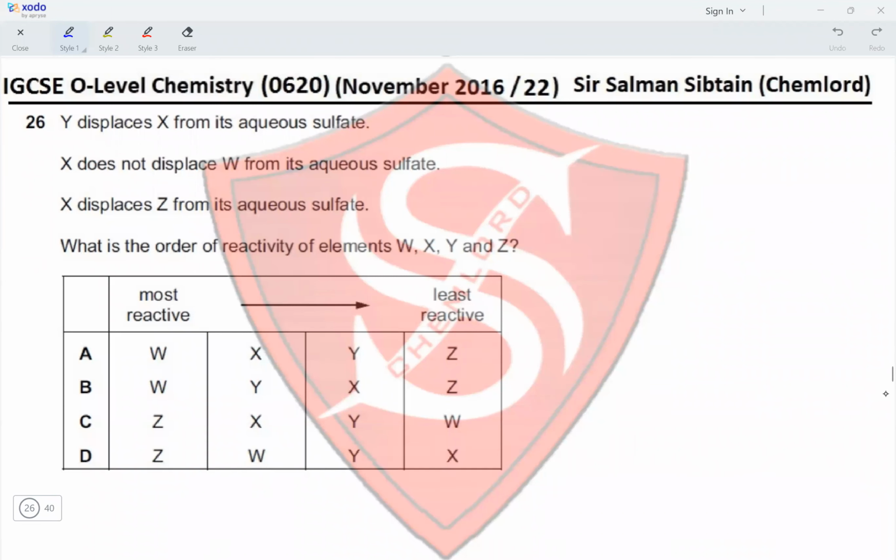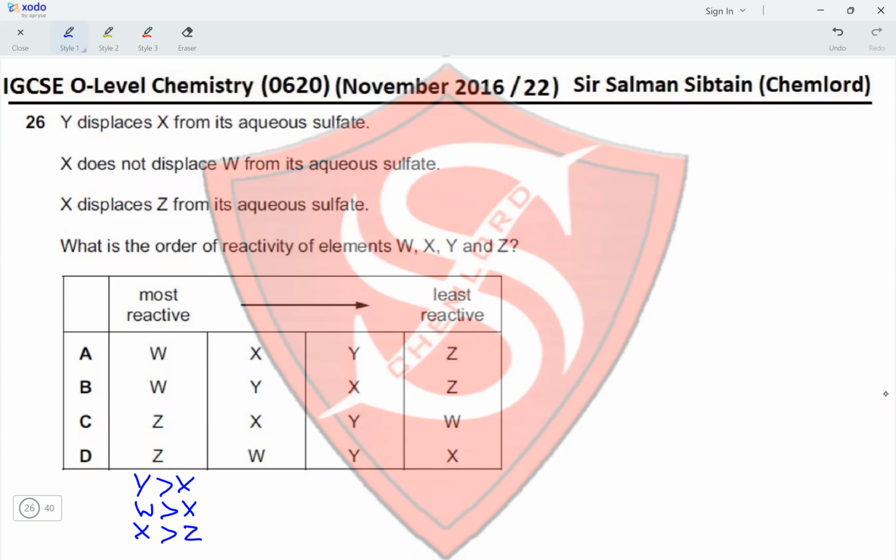Question 26. Y displaces X from its aqueous sulfate. So Y is more reactive than X. X does not displace W from its aqueous sulfate. So W is more reactive than X. X displaces Z from its aqueous sulfate. So X is more reactive than Z.